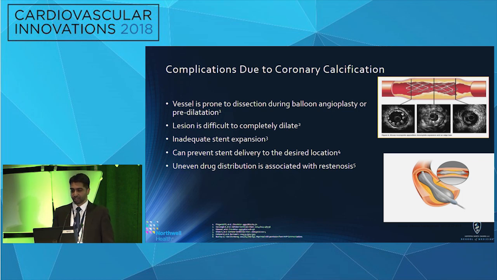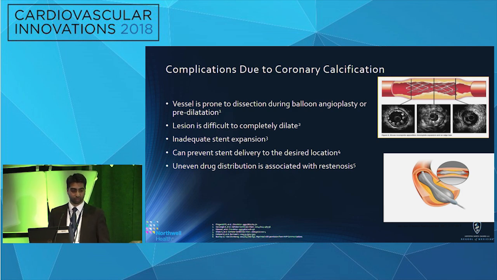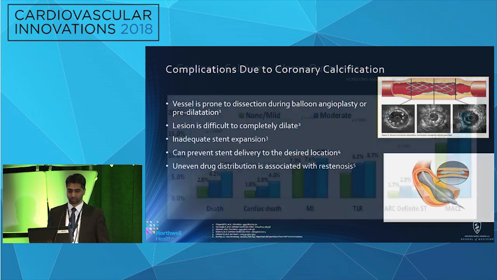And we know that there are a lot of complications due to coronary calcification. We know that the vessel is prone to dissection when you do balloon angioplasty. We know lesions are difficult to completely dilate. We know stents don't adequately expand, especially when you do intravascular imaging, as you'll see on the right of your image. And you can prevent stent delivery if you're unable to truly debulk the calcium that's there. And you really have uneven drug distribution that's associated with restenosis, which has also been shown.